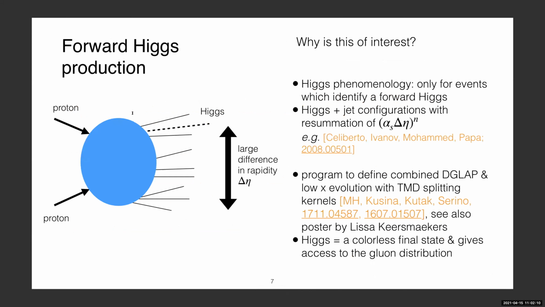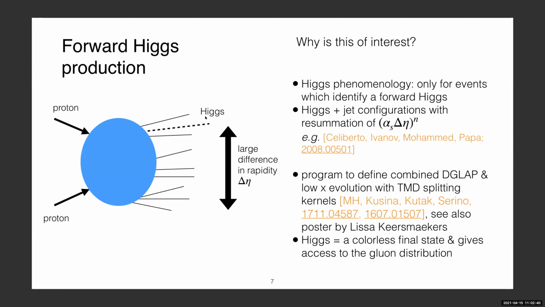I'm going to discuss Higgs production in the forward direction. I have a collision of two protons, and in the forward direction of one of the protons, I want to produce a Higgs particle. The Higgs particle is then separated by a large difference in rapidity from the fragmentation region of the second proton. Now, when somebody talks about Higgs production, you would think this might be a talk about Higgs phenomenology, and maybe the topic even for the electroweak session or something like that.